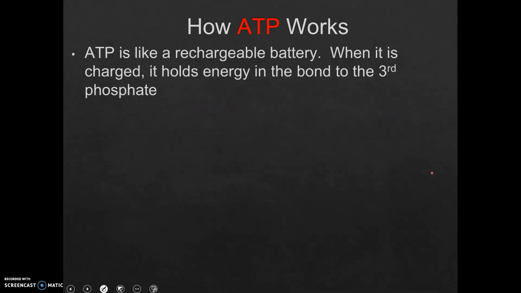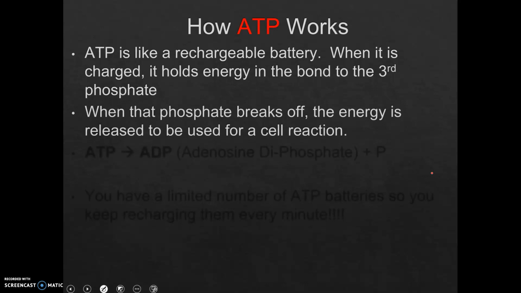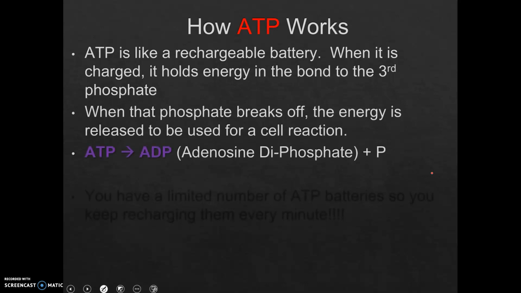And that's how ATP stores energy for us. So it's like a rechargeable battery. When it's charged, the energy is really in that third phosphate bond. When that phosphate breaks off, the energy is released. And it becomes adenosine diphosphate, di for 2, tri was 3, and plus P. That's the phosphate that broke off. So it goes from ATP to ADP plus the third phosphate.